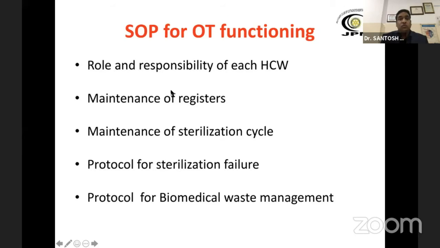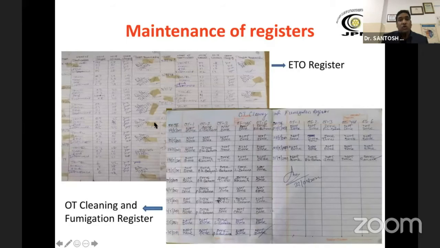So all OTs should have an SOP for everything: role and responsibility of each healthcare worker, maintenance of registers, maintenance of the sterilization cycle, protocol for sterilization failure if it happens anytime, and protocol for biomedical waste management. I'll just show a photograph of two of my OT registers.